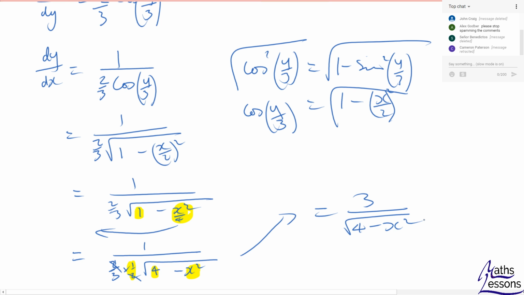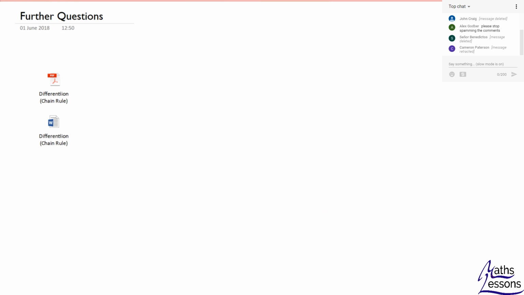And that's another question from the infamous 2013 paper. For what was not a huge number of marks, it's quite a lengthy question. So you can see we've got some more further questions here for you to practice. If you didn't get that done in the time, I would suggest you have a go at doing that. Now let's move on to some C4 and look at the integration by substitution.